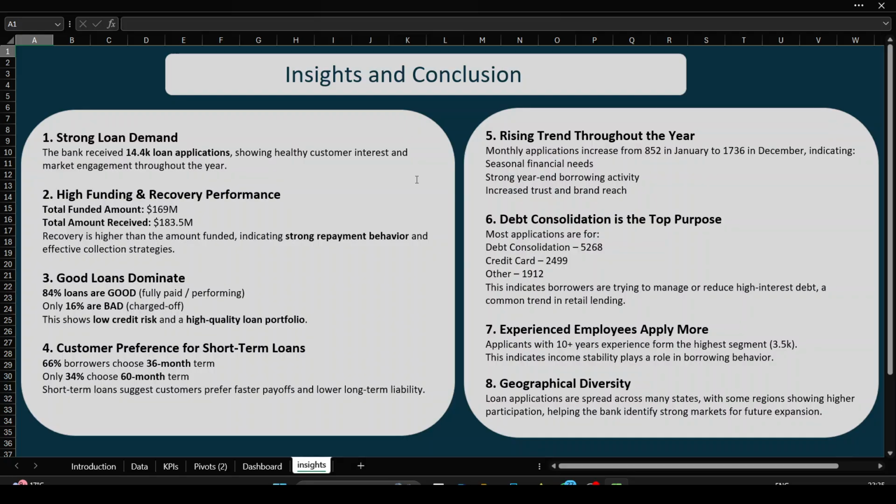Customers prefer short-term loans. 66% of borrowers choose 36-month terms. Only 34% choose 60-month terms. Short-term loans suggest customers prefer faster payoff and lower long-term liability.